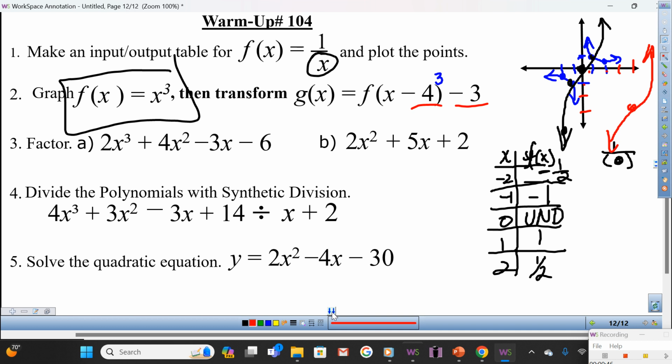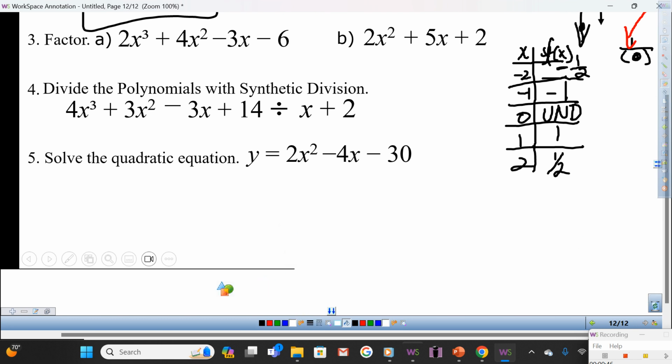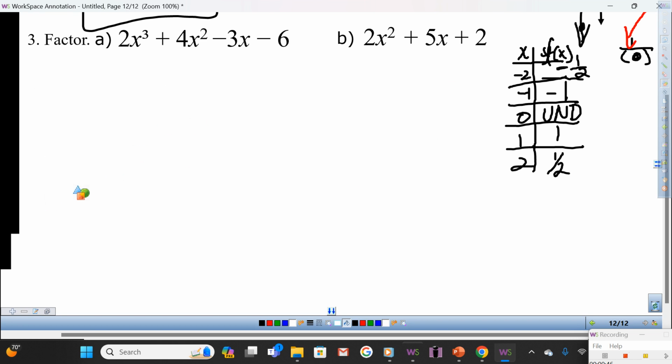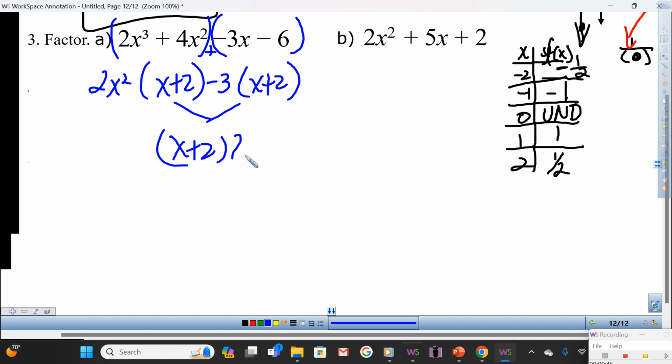Factor. Let me make some space here. Let's see if we remember our process. Here we have a polynomial, it's not a trinomial. Is it in standard form? Yes. Is there a GCF? No. So what do we do to factor when it's 4 terms? Well, Mr. Q, we group them. Okay, I see that, yeah. So GCF for the first 2 is 2x squared. We're left with x plus 2. GCF for the last 2, -3, and we're left with x plus 2. So my factors are x plus 2 and 2x squared minus 3. There it is.